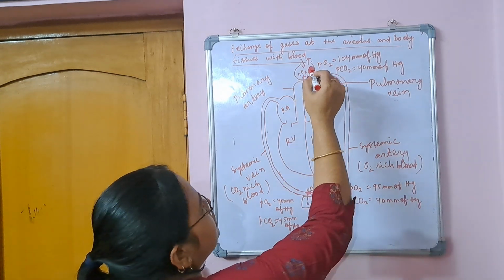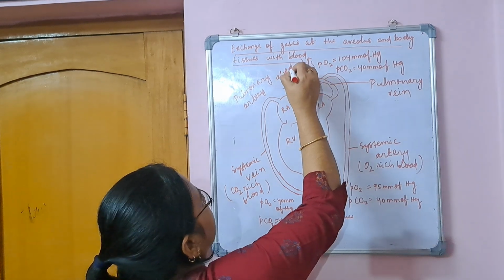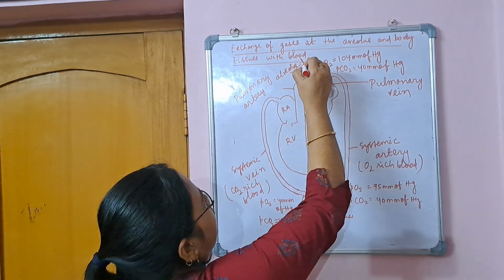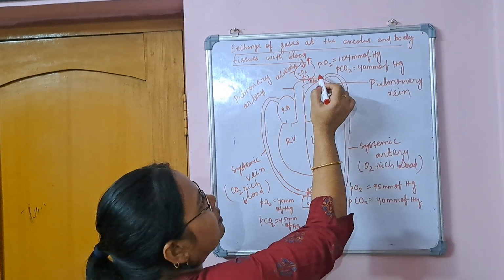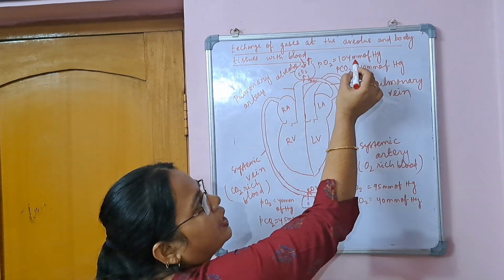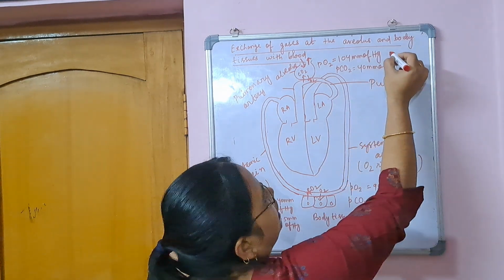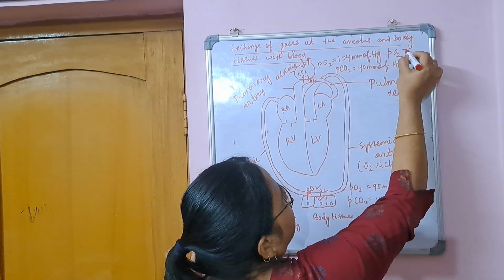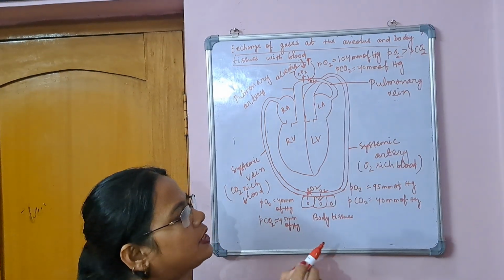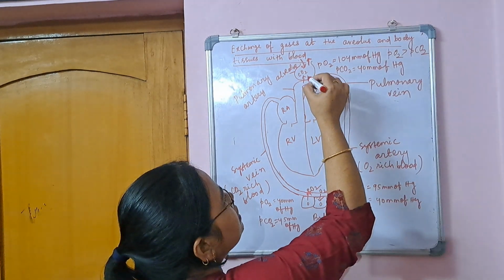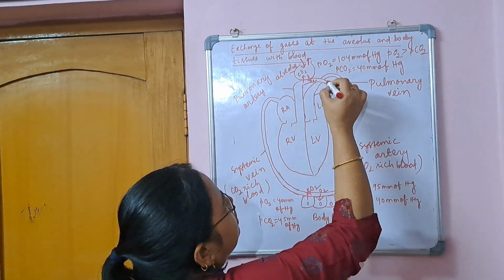Here this is the alveolar cavity, and this one arrow mark I have given for inspired air and this one for expired air. Now you see at the alveolar surface PO2 is 104 mm of Hg, PCO2 is 40 mm of Hg, and here PO2 is greater than PCO2. So what is happening when the partial pressure of oxygen is greater than the partial pressure of CO2 at the alveolar surface? This O2 is taken into the blood.